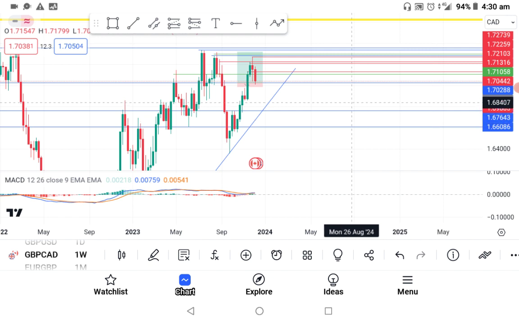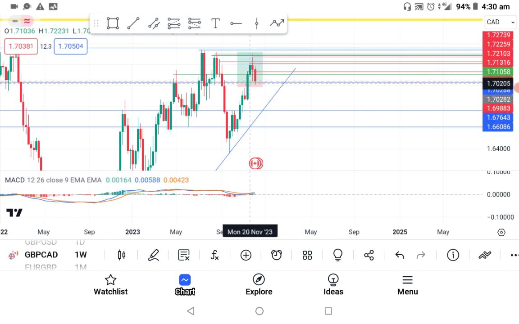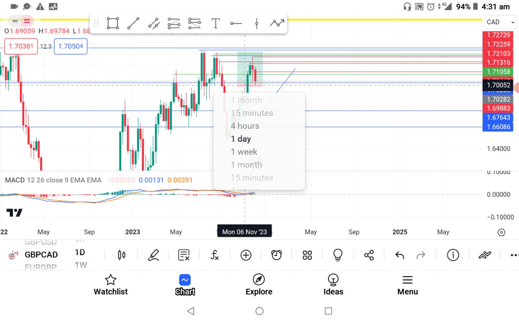On the weekly time frame, it signals that it's a buy this week. Why? Once you see this blue horizontal line, it's a support or resistance line for the weekly time frame. The yellow is for the monthly, and this green is for the daily. So you could see it's trading above this blue support line. So it's a buy this week. Let's go to daily time frame.